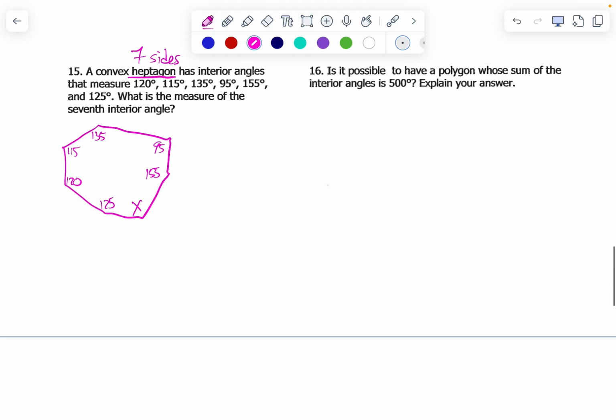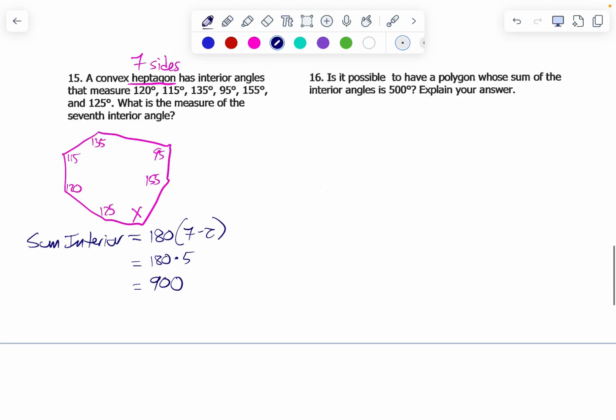So remember on these, we need the total first. These are interior. So we need to know how much they add up to. And that's just 180 times 7 minus 2, or 180 times 5, which is 900. Okay, so we know that all of these need to add up to 900. And then we'll just make this big long equation and set it equal to 900.